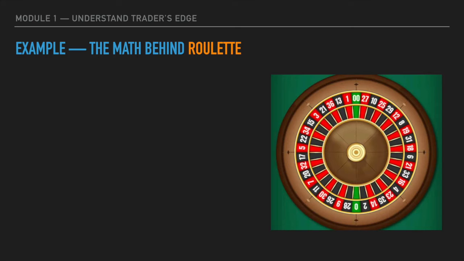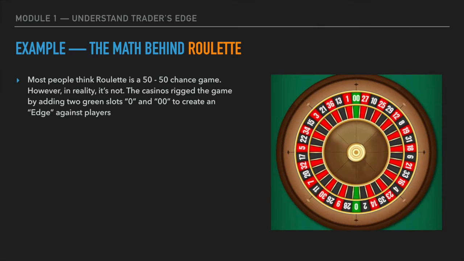Let's take a look at one example, the game of roulette, probably one of the most common games in any casino. Most people believe that this is a game of 50-50 chance. However, in reality, it's not. The casinos rig the game by adding 2 green slots to create a higher betting edge against players, and that favors the casinos. So here's the math behind it.